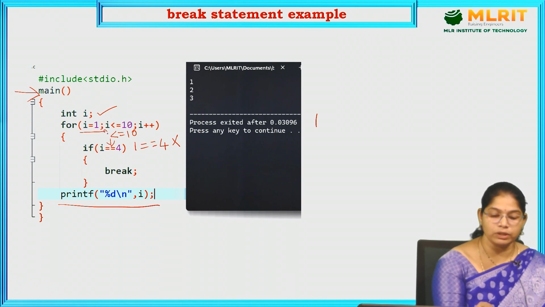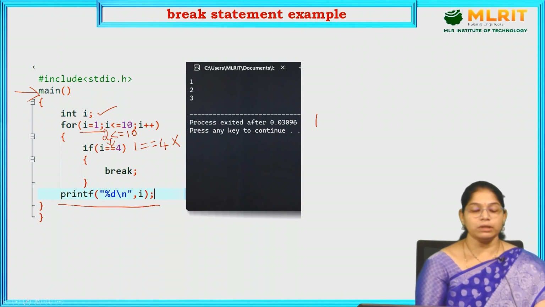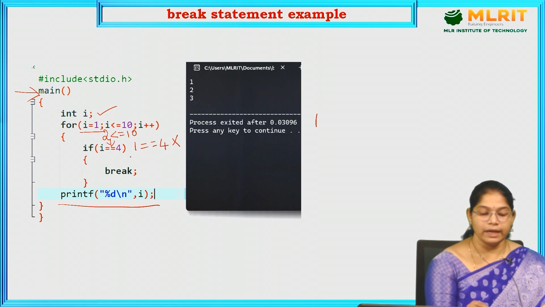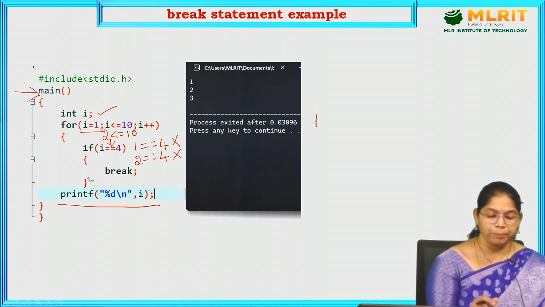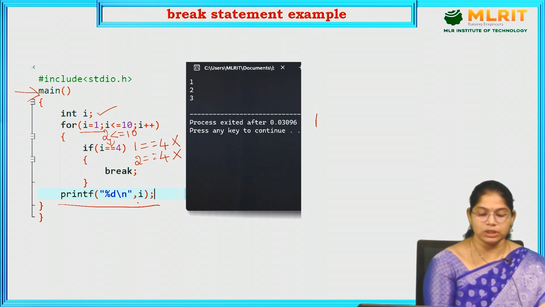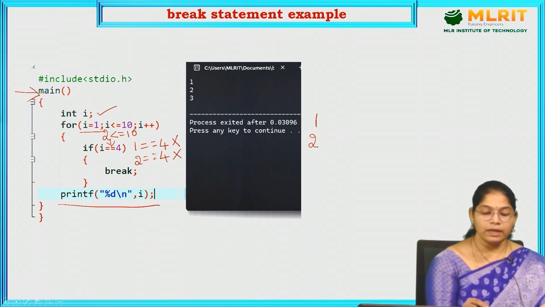Now i value is 2. 2 less than or equal to 10. Condition is true. Then we have to check the if condition, that is i equal to 4. 2 equal to 4. No. So it will not enter into the break statement. It will go to printf %d comma i, where i value is 2, then again i plus plus.